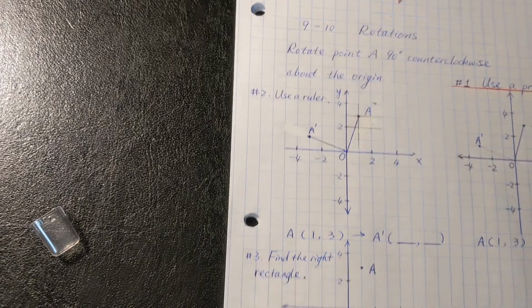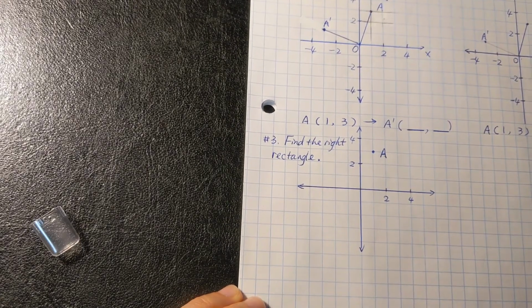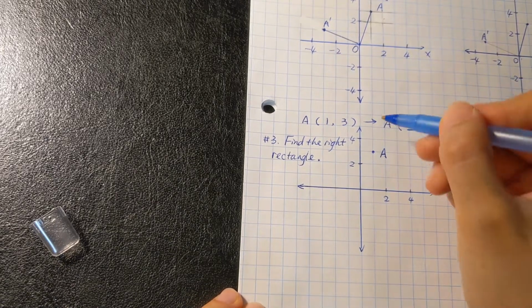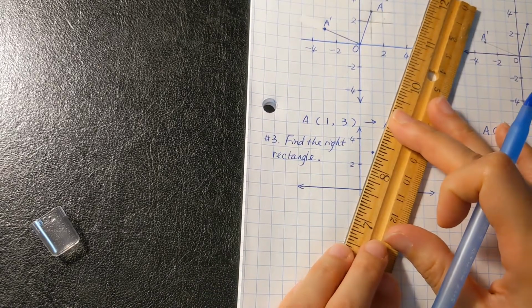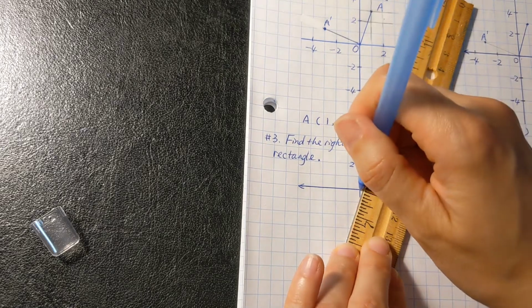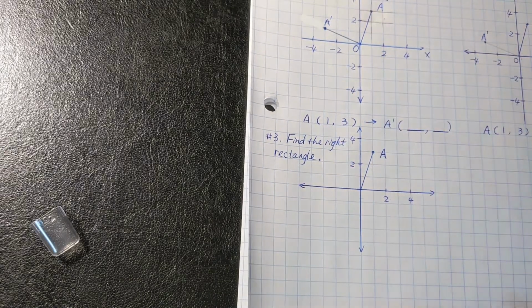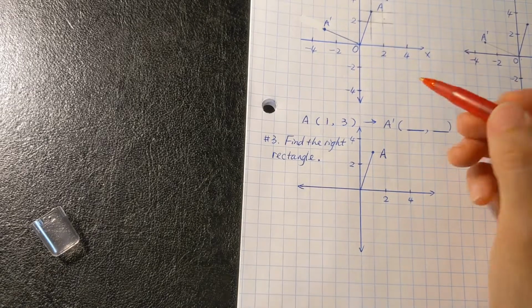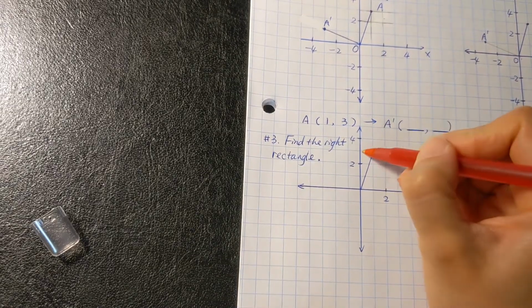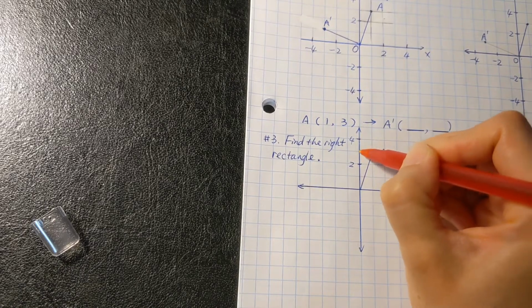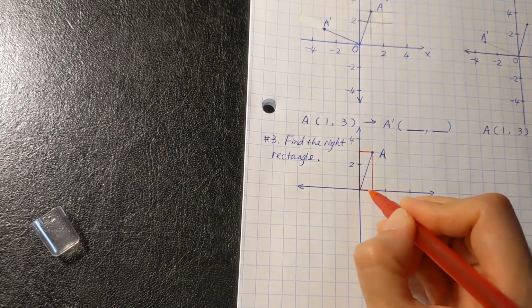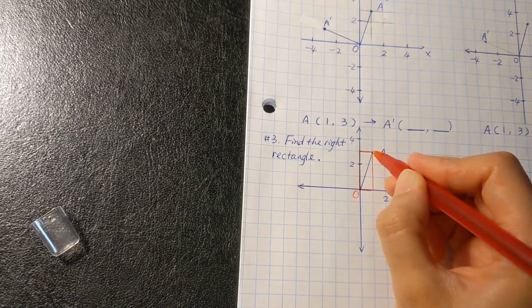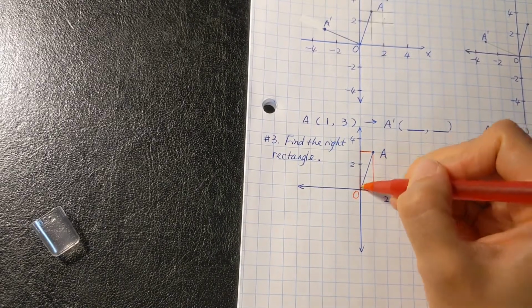Now way number 3, we are going to try to find the correct rectangle. You notice point A is here. So step 1, you can do the same. Connect your A with the center of the rotation, the origin. Now next, please observe this line and the rectangle here. You notice that this line OA is a perfect diagonal line in the rectangle.